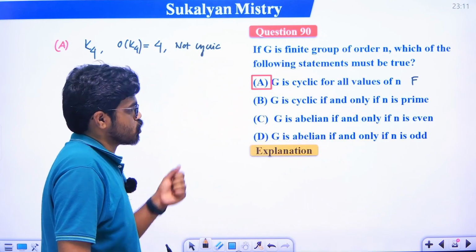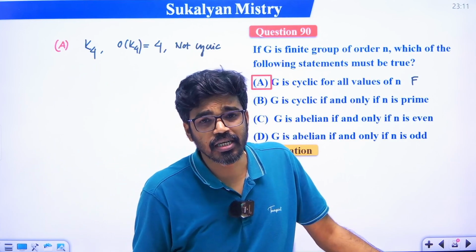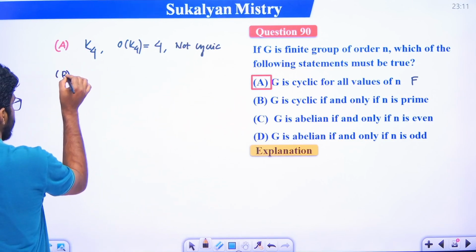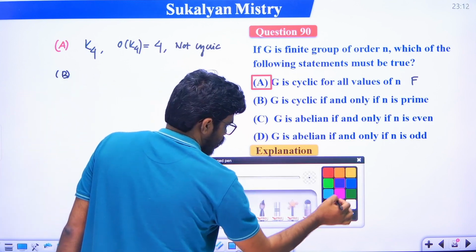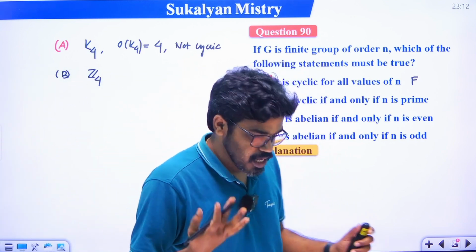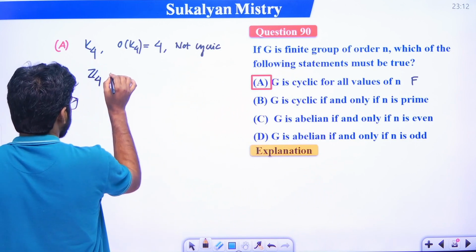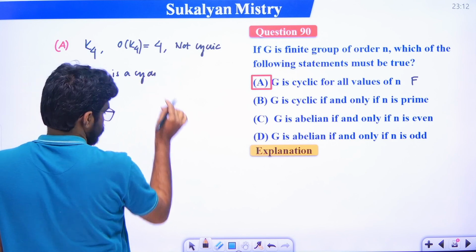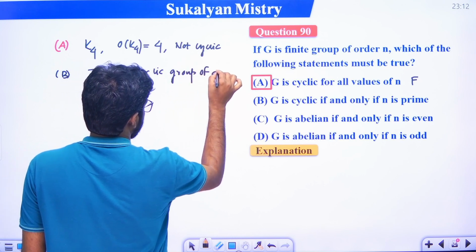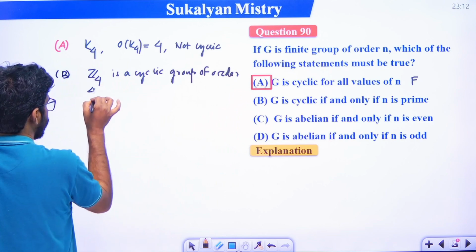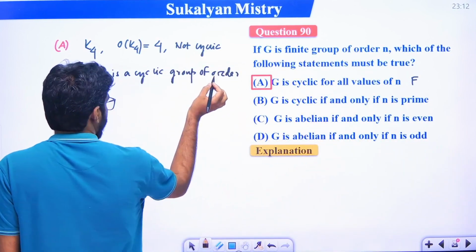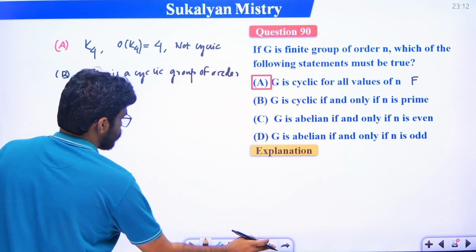Let us discuss an example to understand this better. Suppose for option B we consider the group Z4. Z4 is a cyclic group, right? Because we know that Zn is a cyclic group. Z4 is a cyclic group of order 4, which is not prime. 4 is not prime. Clear?